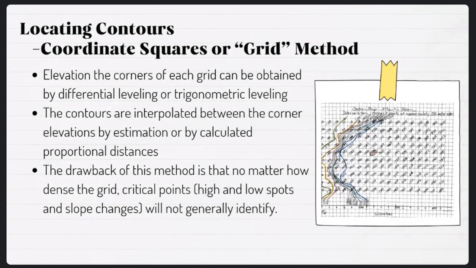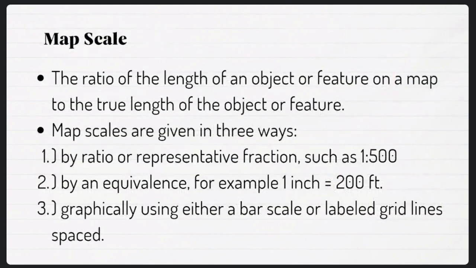Locating contours: coordinate squares, or grid method. The elevations at the corners of each grid can be obtained by differential leveling or trigonometric leveling. The contours are interpolated between the corner elevations by estimation or by calculated proportional distances. The drawback of this method is that no matter how dense the grid, critical points, high and low spots, and slope changes will not generally be identified.